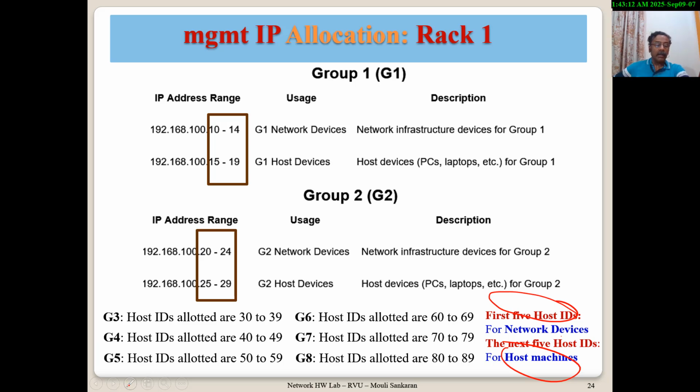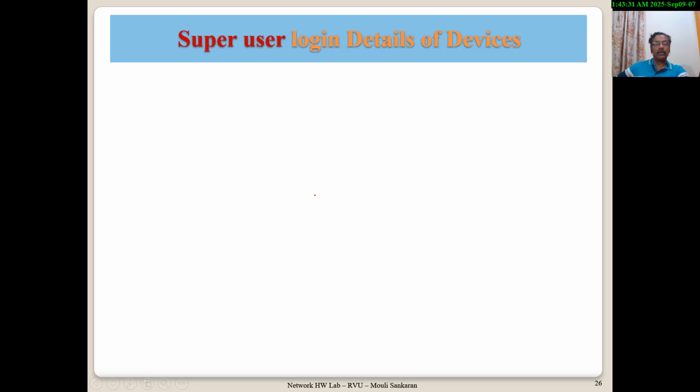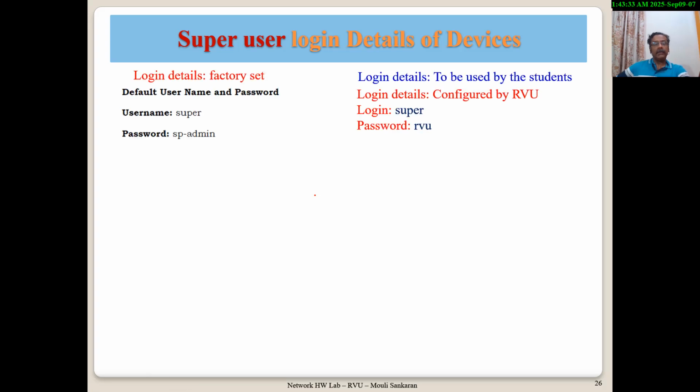Okay, and then the wireless IP routers, AP access points and controller are assigned some other IP addresses, which are 201 and 202. And then when you log in, normally this is the default factory setting. We don't have to worry about it. You have to log in as super or RVU, either through a console port or through telnet to the management LAN. You have to use super and RVU in small letters to log into the device and then start configuring it.